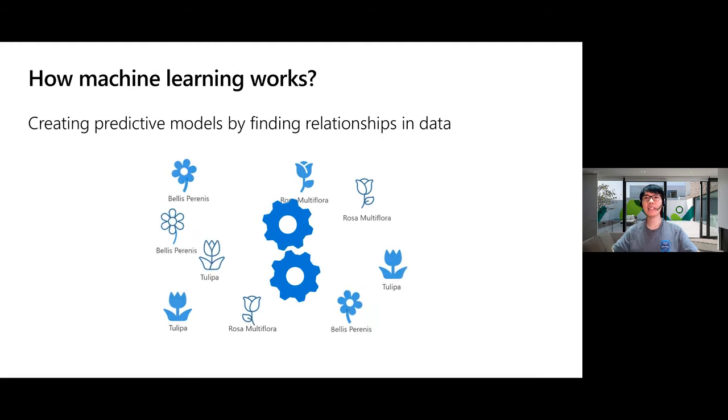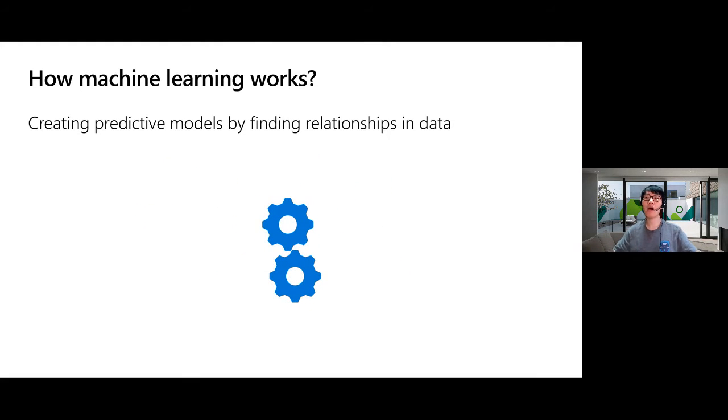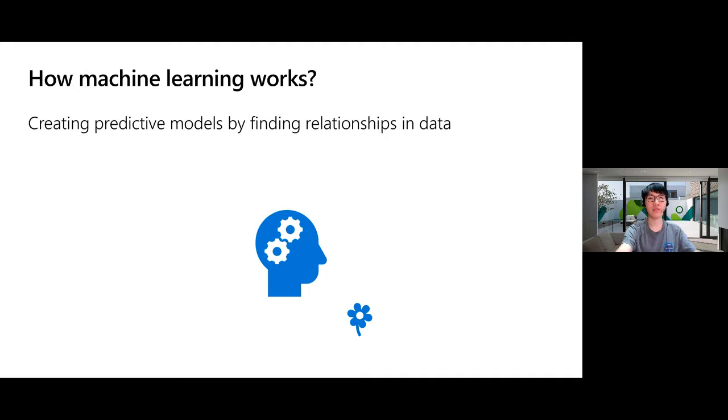The sample data is then processed using an algorithm that tries to find a relationship between the features and the label. The result of this algorithm is a machine learning model. Since the model has learned the relationship between the features and label, you can use it to predict the species of a flower based on its features.